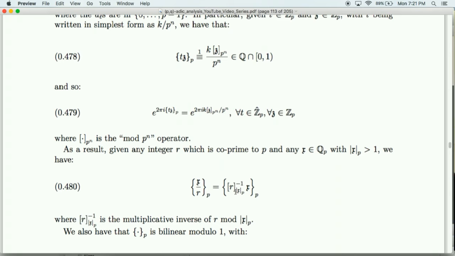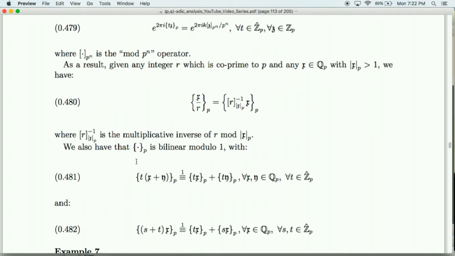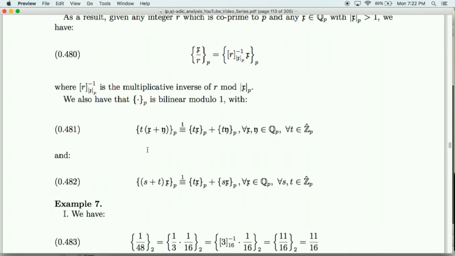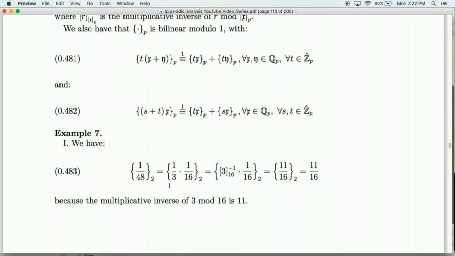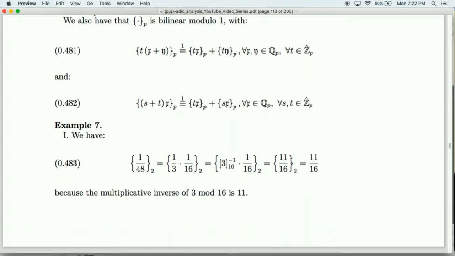And so this is the multiplicative inverse of r mod p to the n, where p to the n is the denominator, the p-adic absolute value of x. We also have that this fractional part is a bilinear form, modulo 1. As an example computation, take 1 over 48, the two-adic fractional part. We can factor this as 1/3 times 1/16. So this is going to be the multiplicative inverse of 3 mod 16, and the multiplicative inverse of 3 mod 16 is 11. So this is 11 over 16, and that's the answer.